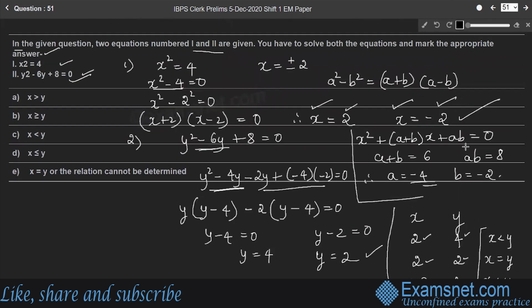Therefore, look at the options here. So x is less than or equal to y. Therefore, option D is the right answer.